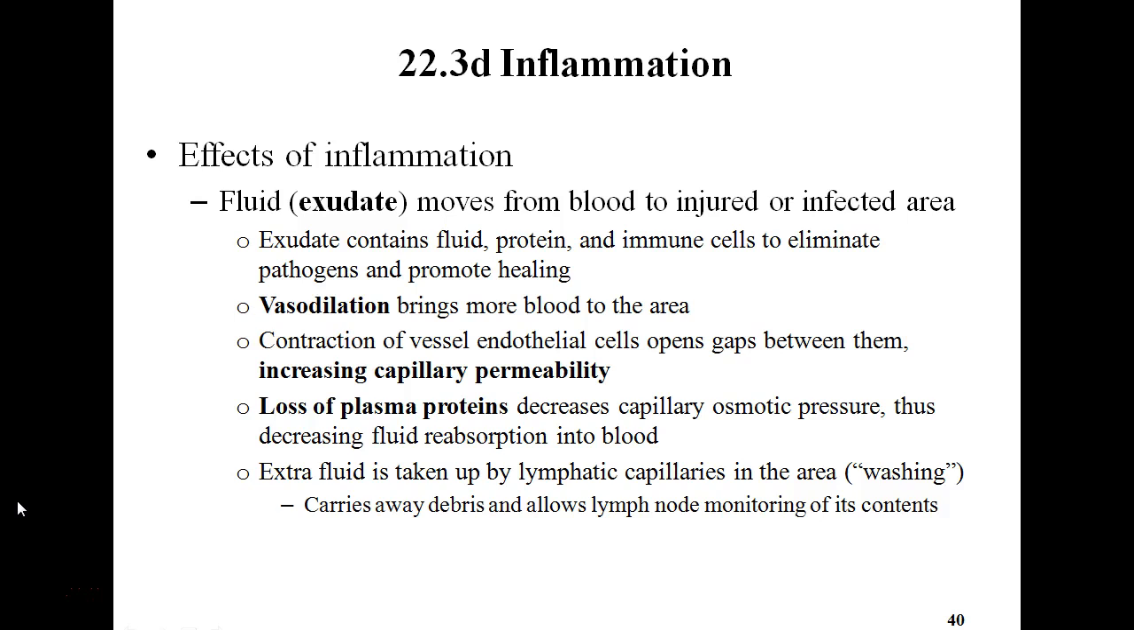And so we can tell that inflammation has occurred because we have the redness, the heat, the swelling, the pain, and loss of function of that affected area.